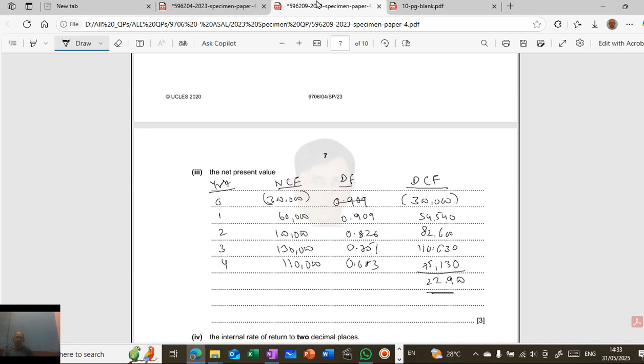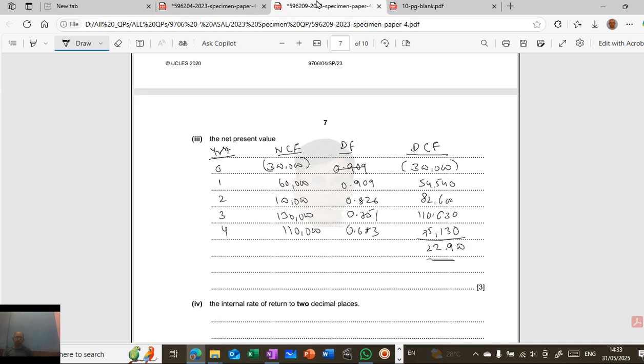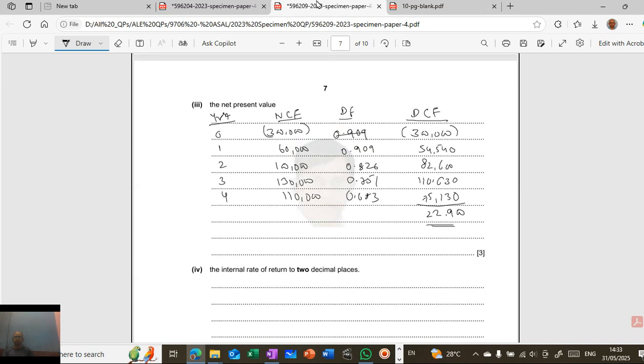Now we have to do IRR. So how do we do IRR? We use 12%. Now you have to calculate the discounting factor and the discounted cash flow at 12%. We have already got the net present value at 10%. So we have to calculate the net PV at 12%. How do we calculate it? Can you please calculate the discounting factor, I mean the NPV at 12%?